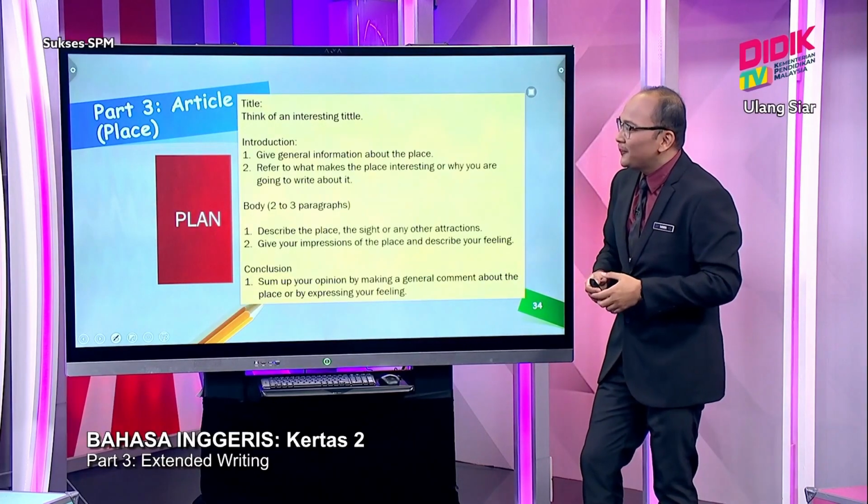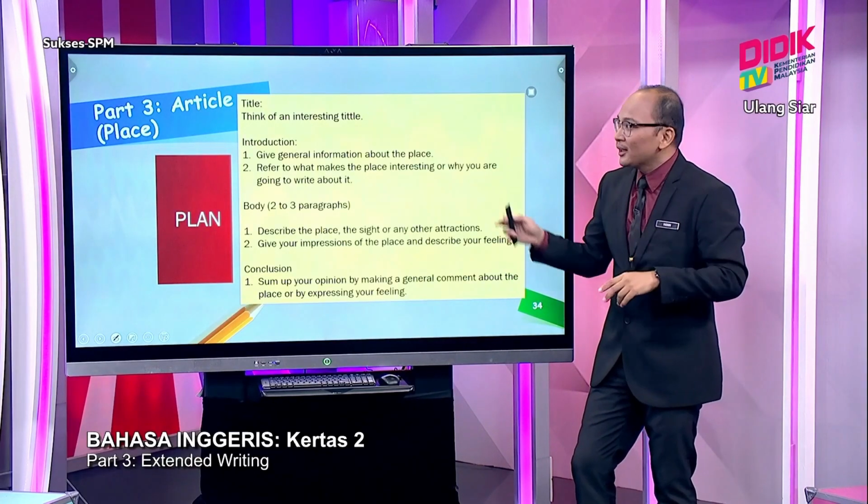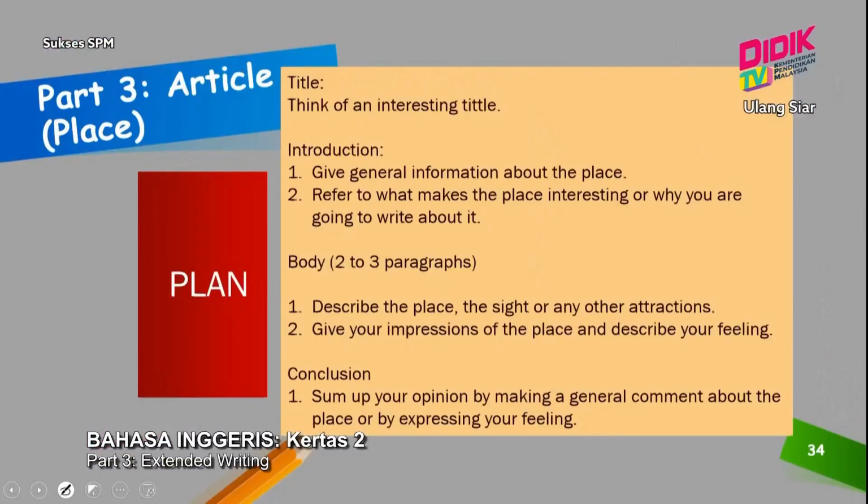And also there are two types of article. Article of place. I show this first. Think of an interesting title. Introduction, you need to give general information and also refer to what makes the place interesting or why you are going to write about it. Okay, please include this.